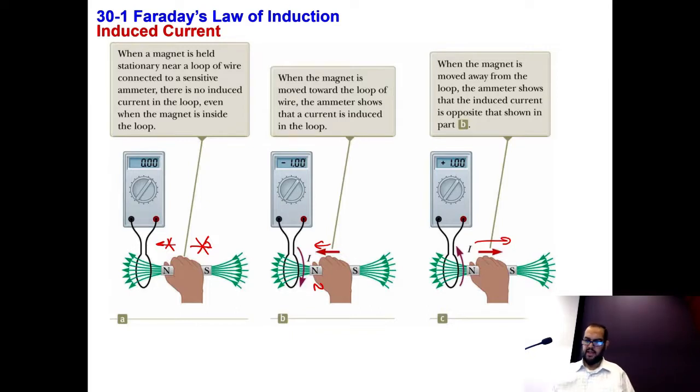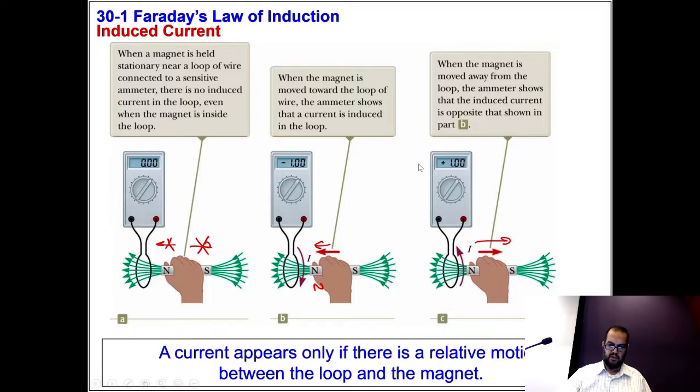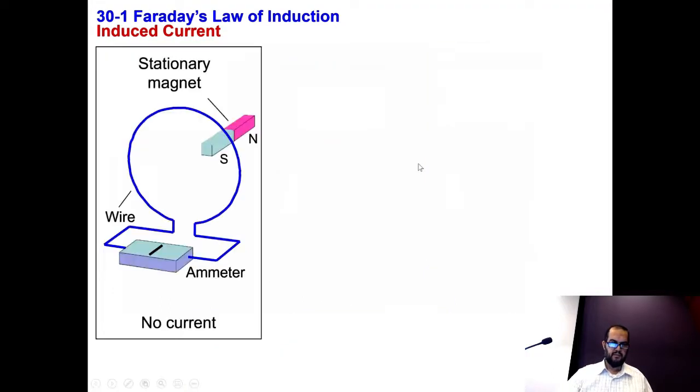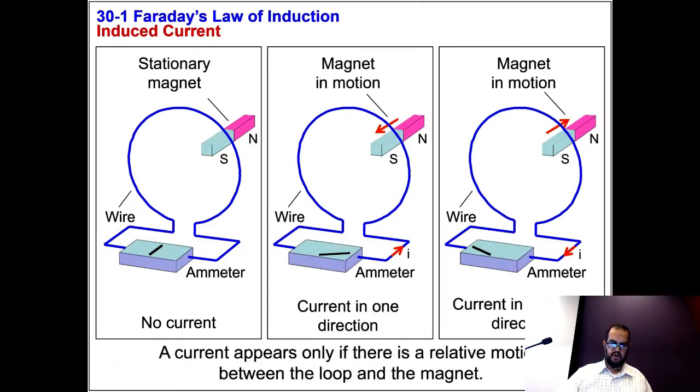So this was his observation, and obviously the current appears only if there is a relative motion between the loop and the magnet. Otherwise there will be no induced current. Okay, and we will see why. Okay, so this is summarizing the observation that we have seen in the video.